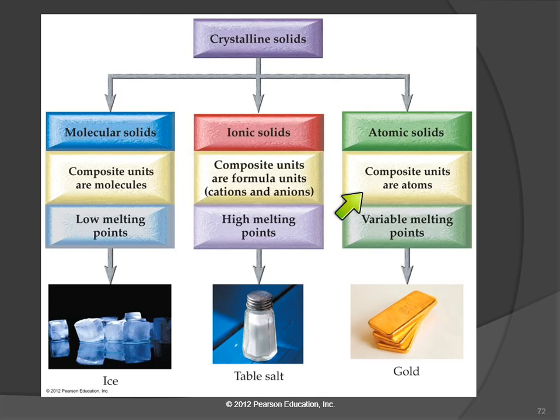And in an atomic solid, guess what the pieces are? Atoms, okay? So atomic solids vary in their melting point. Some are really high, some are really low. Ionic solids have high melting points because the forces that hold those ions together are very strong. And we talked about the relationship between forces holding the units together and the melting and boiling points. Molecular solids tend to have low melting points because the forces that hold the molecules together are weak.